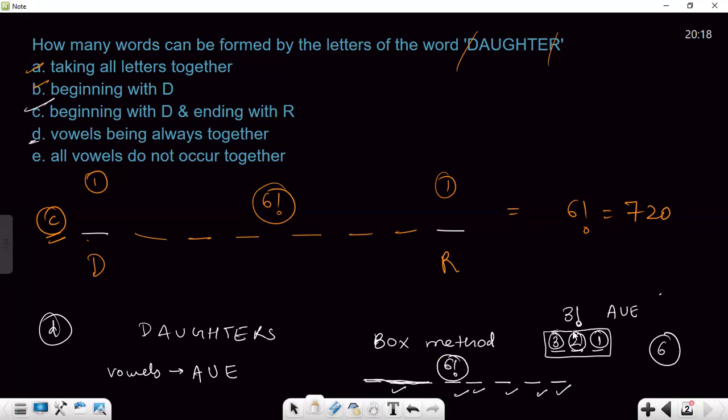Okay. Now there was also an arrangement inside the box. So they are independent events. So we are going to use the fundamental principle of counting, and we are going to multiply the number of ways of both the events. 6 factorial into 3 factorial will be our total number of ways in which we can form a word using the letters of the word daughter when all the vowels will be together. So our answer for this particular part is 3 factorial for inter-arranging the box and 6 factorial. Is that clear, everyone?